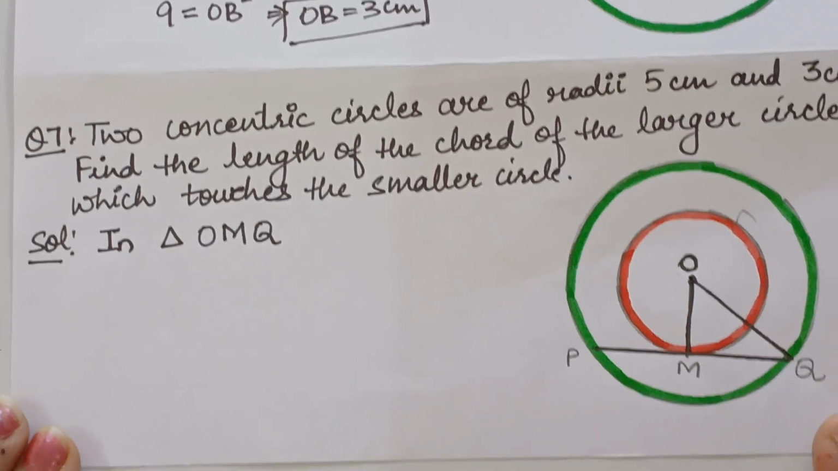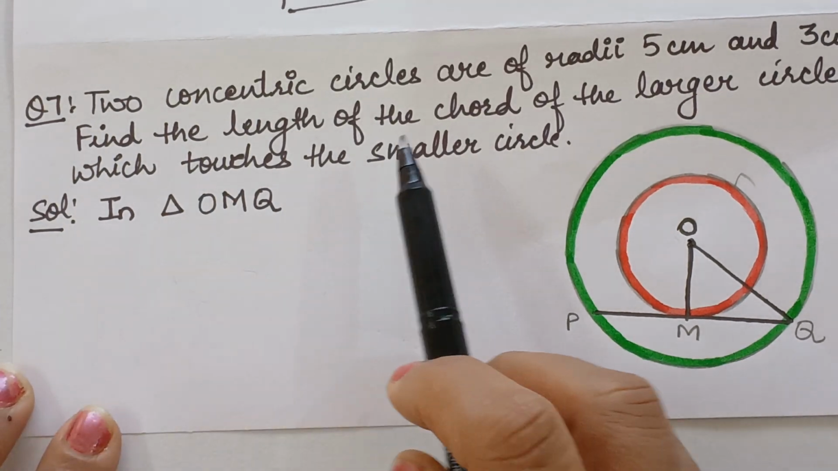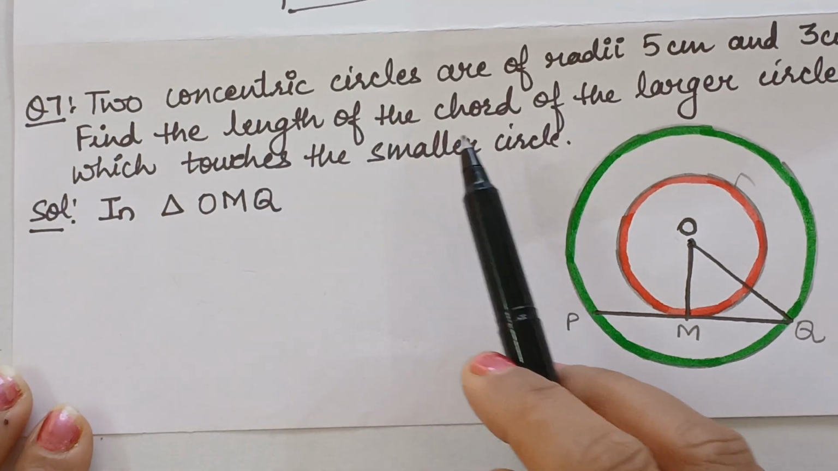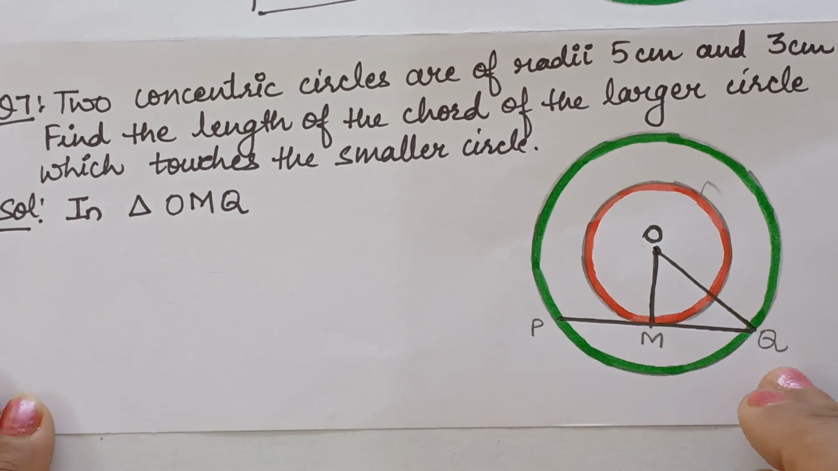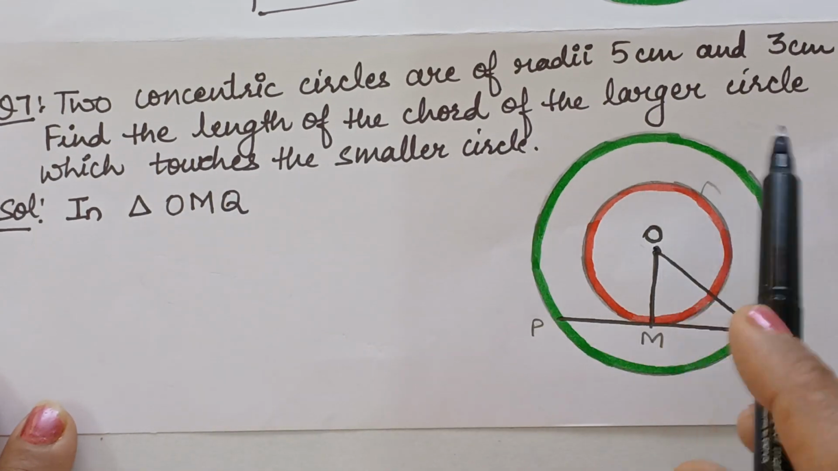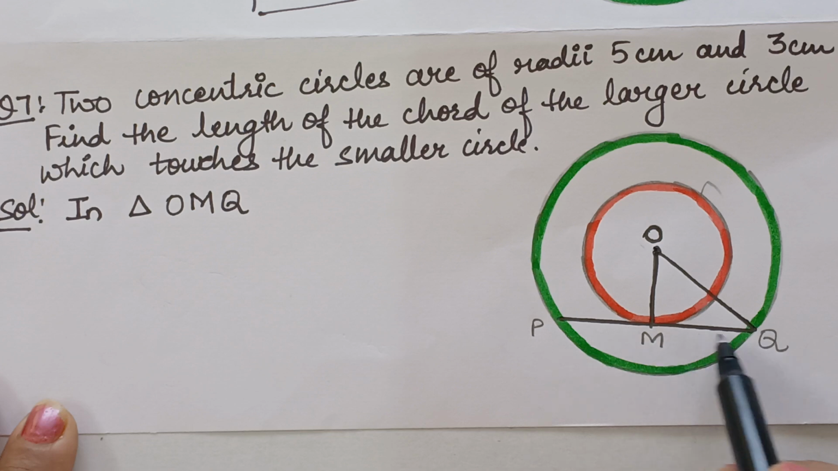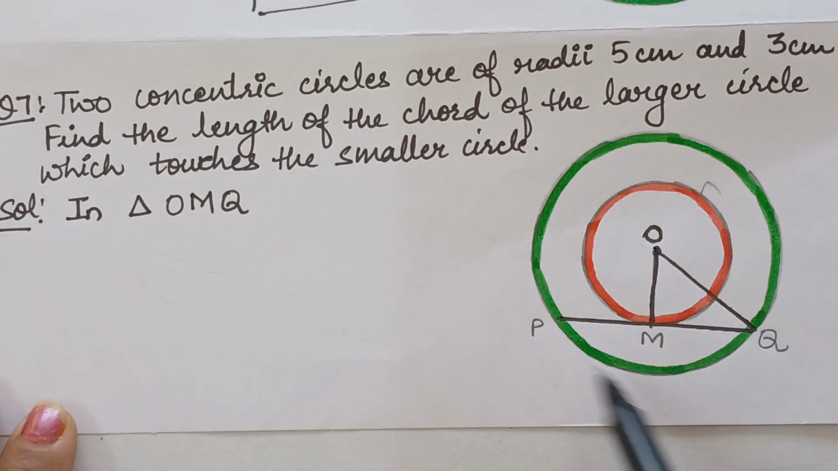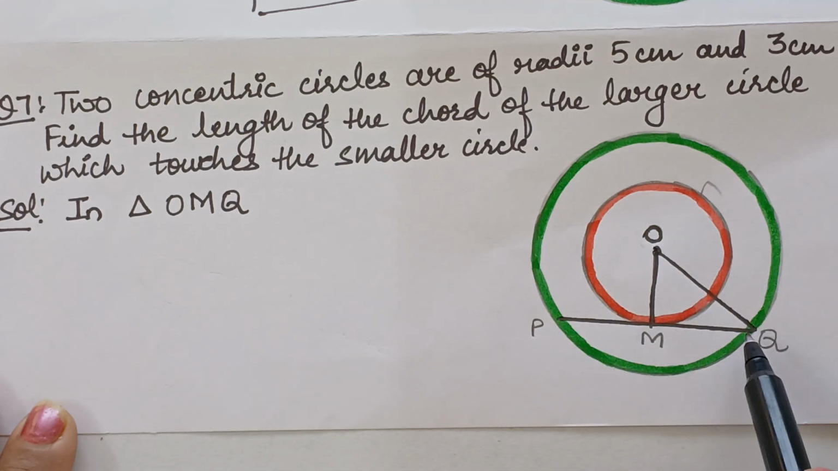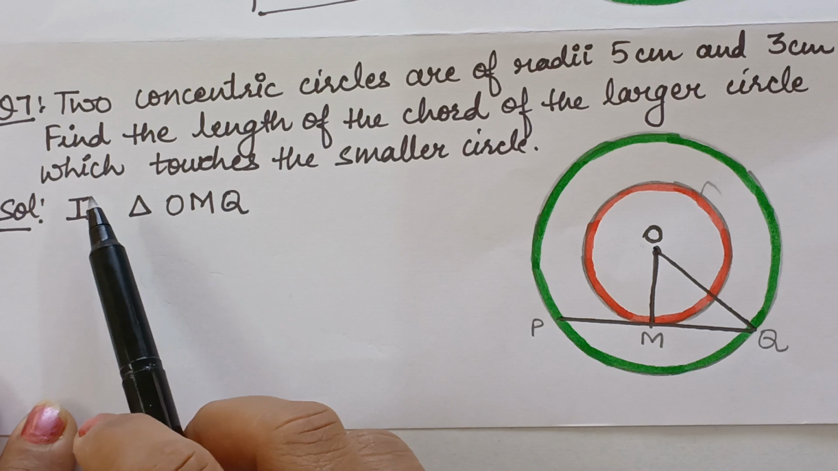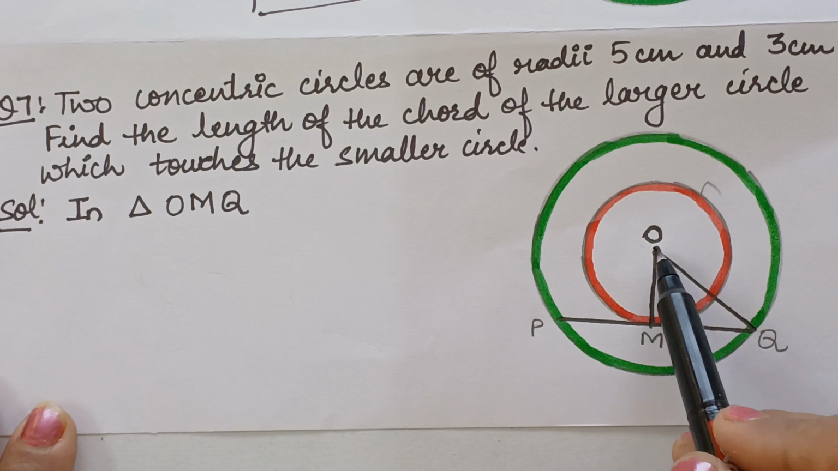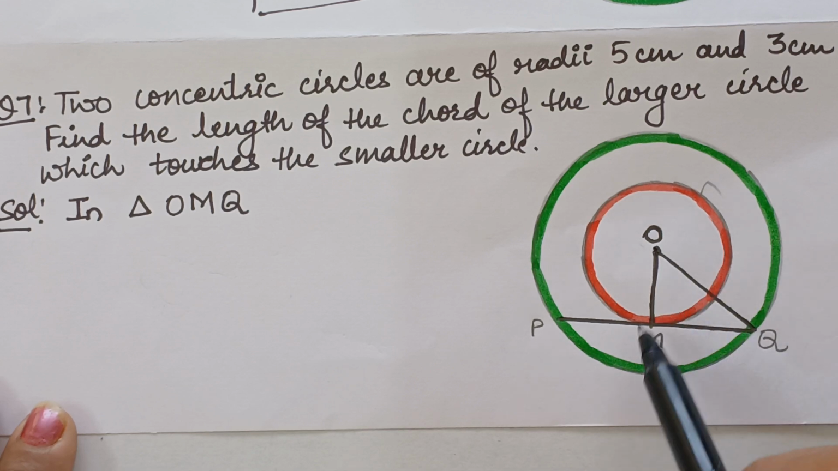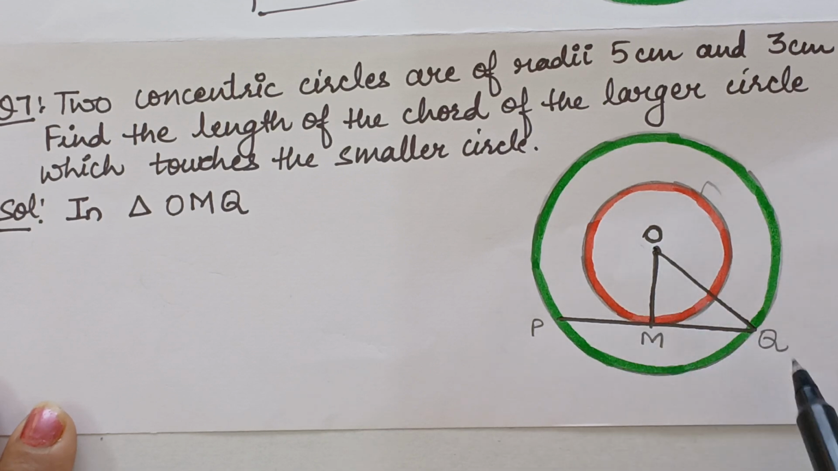Question 7. Two concentric circles are of radii 5 centimeter and 3 centimeter. Find the length of the chord of the larger circle which touches the smaller circle. Now this is the chord of the larger circle. We have to find its length, and they have also given that it touches the smaller circle. So this chord is touching this smaller circle also. So the radius of the smaller circle, the red circle, is 3 and the radius of the green circle is 5.